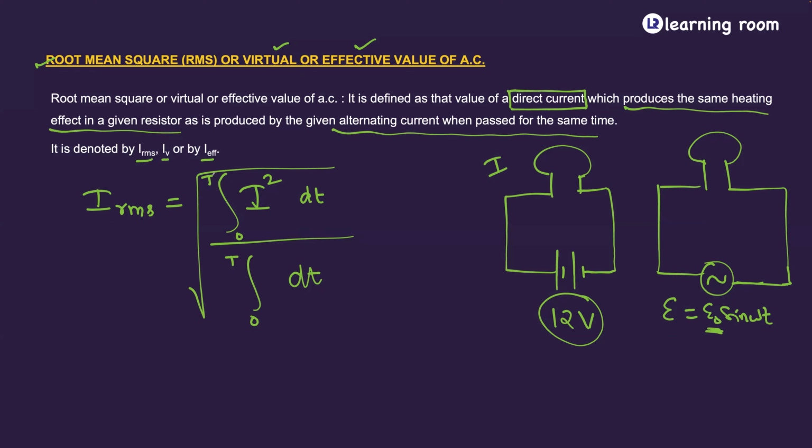So I will take only the value that is within the square root. In fact, not even within the square root. I will take only the numerator, solve it separately, and I'll then put it back here so that I'll get the value directly. Okay, so what is the numerator? The numerator is integral of I square dt between 0 to capital T.